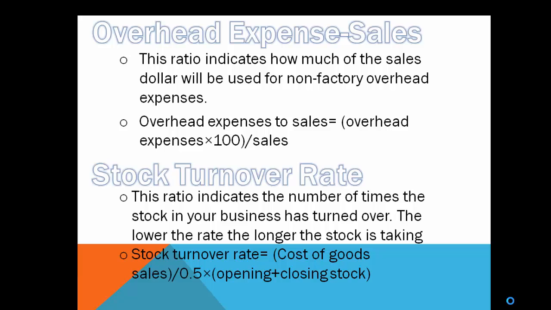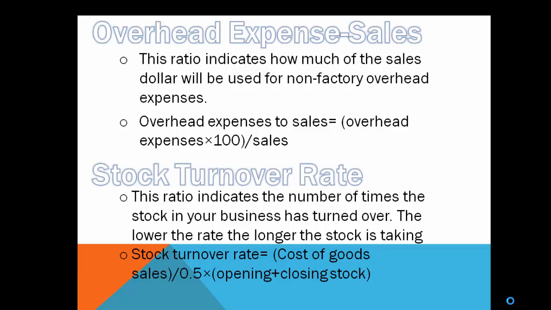Next is overhead expenses to sales. This ratio indicates how much of the sales dollar will be used for non-factory overhead expenses. The formula for overhead expenses to sales is overhead expenses times 100 divided by the sales.